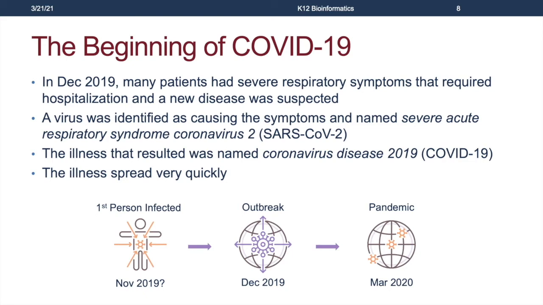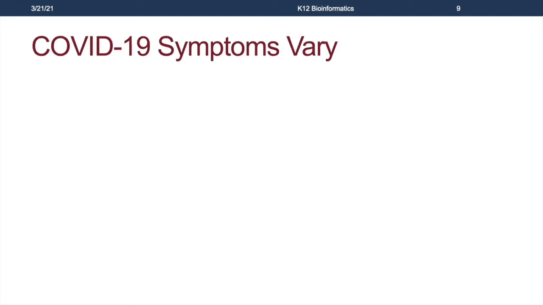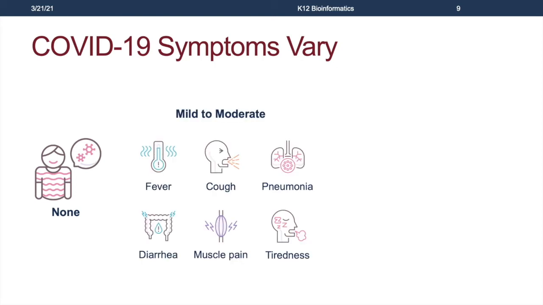spread. An interesting and perhaps unexpected aspect about COVID-19 is how much symptoms vary from person to person who are infected with the virus. Some people have the virus in their body but have no symptoms at all, which is one of the reasons why the virus has been able to spread so efficiently. Many people with COVID-19 have mild to moderate symptoms, which are similar to those of having a flu-like illness, including fever, cough, pneumonia, diarrhea, muscle pain, or tiredness.